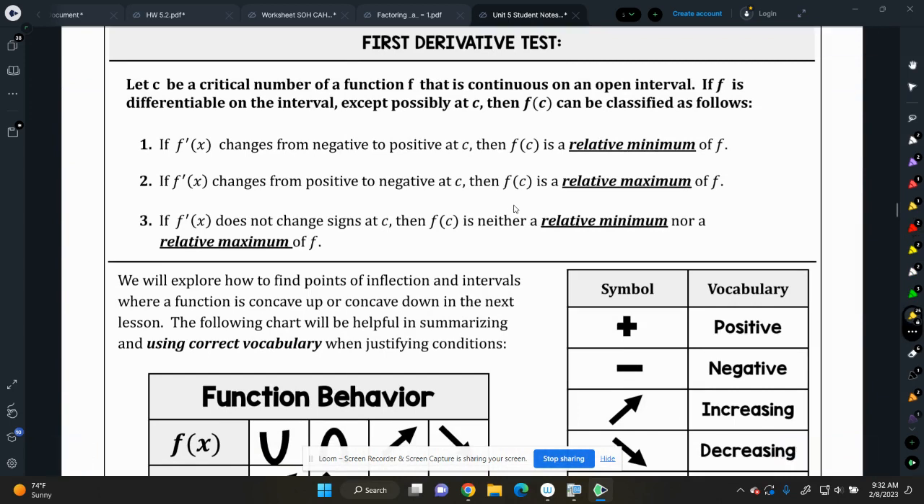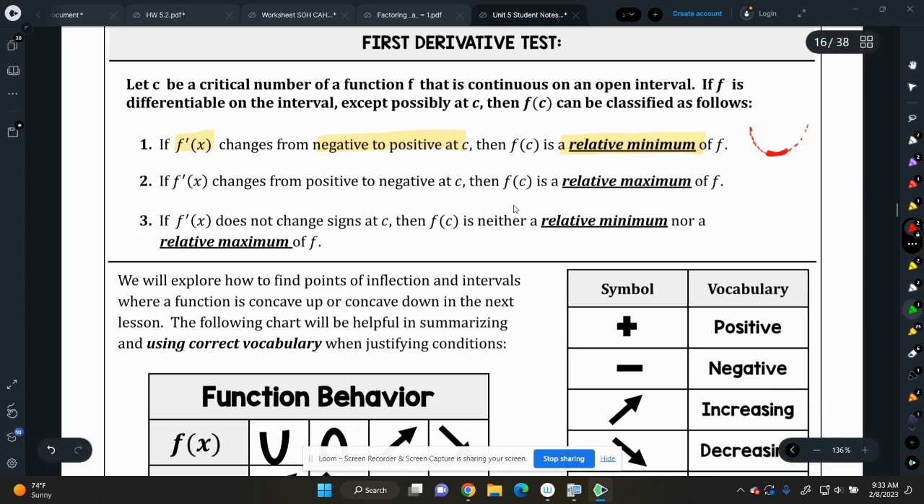If f prime, this is the actual first derivative test. If f prime changes from negative to positive, then f has a relative minimum at that point. So what this is saying: when f prime is negative, what do we know about f? It's decreasing. So if f prime changes from negative to positive, then we know we have a relative minimum. Well, that's pretty clear.